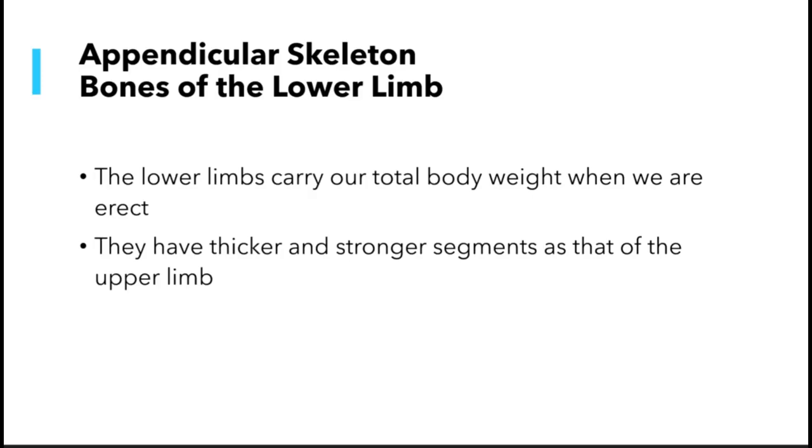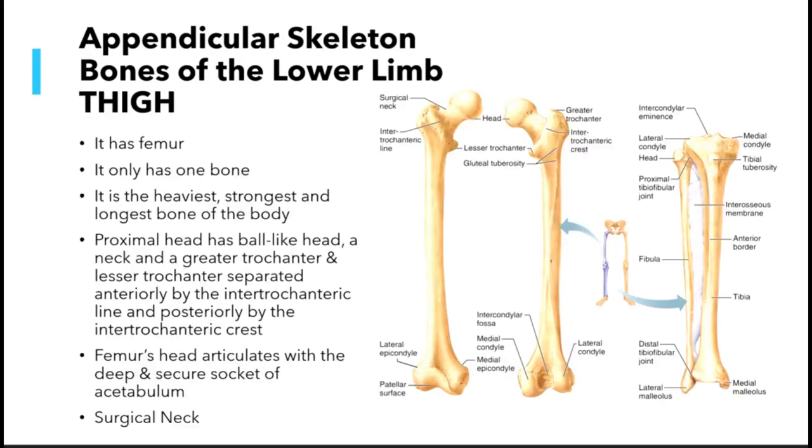Okay, bones of the lower limb. It has the thigh, the leg, and the foot, and the bones in them. Femur. Femur is also known as the thigh bone. It is the heaviest, strongest, and longest bone of the body.